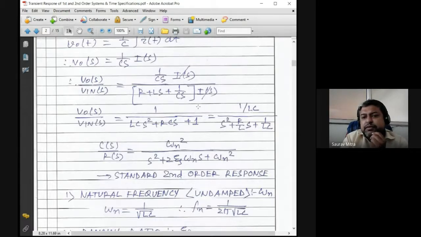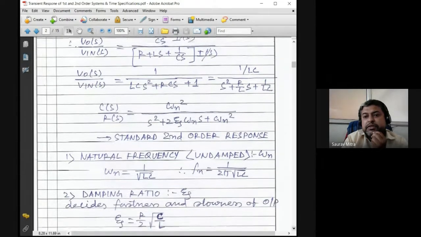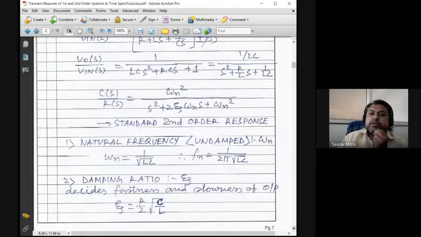With some kind of multiplication and all these things, we just rearrange it and we find that the numerator is 1 by LC. Okay, this is omega n square, because now the most important part, so you can take a screenshot of this part. This is the most important part of the system. So what is the transfer function? Transfer function is 1 by LC. I told you that omega n is equal to 1 by root LC. So if omega n is 1 by root LC, it means 1 by LC is omega n square. So this top part is omega n square.